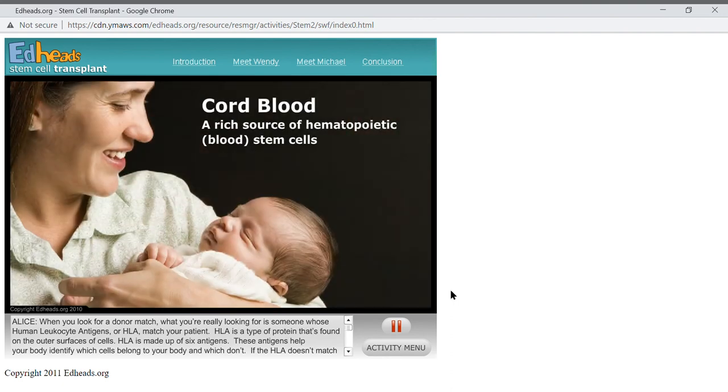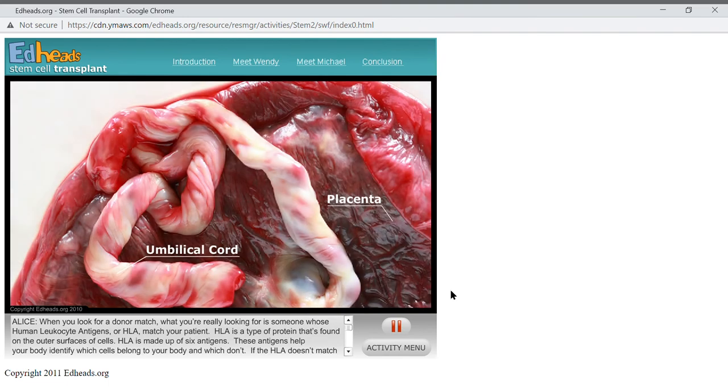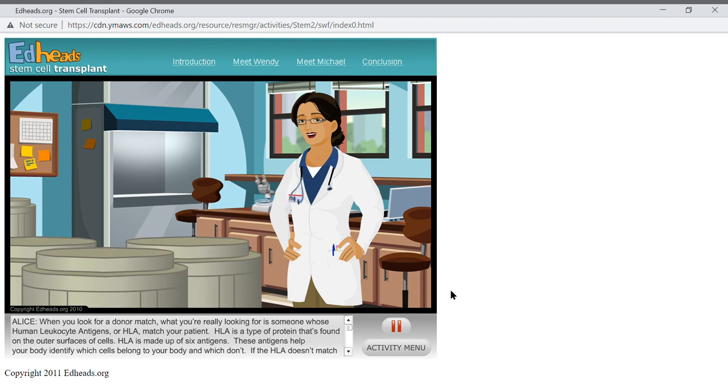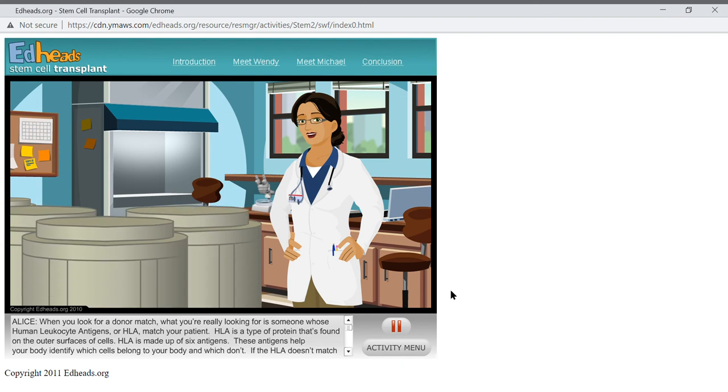Cord blood is donated by women that deliver babies. They're asked if they want to donate, and the placenta is taken, and the blood is collected from it through the umbilical cord. It turns out this blood, known as cord blood, is a rich source of hematopoietic, or blood, stem cells. The cord blood is taken and stored in special banks for future uses, like this one.